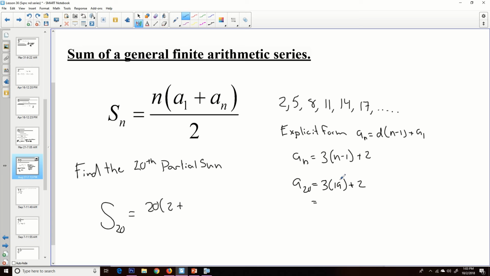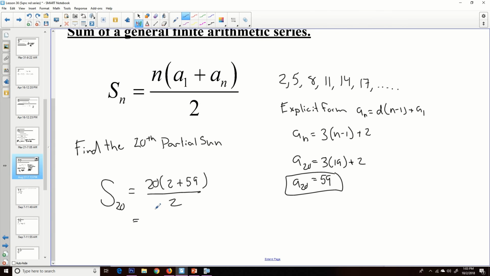3 times 20 would be 60, minus 3 would be 57, plus 2 would be 59. So the 20th term in this sequence is going to be 59. So this is a sub 20 is 59. And then we can divide that by 2.